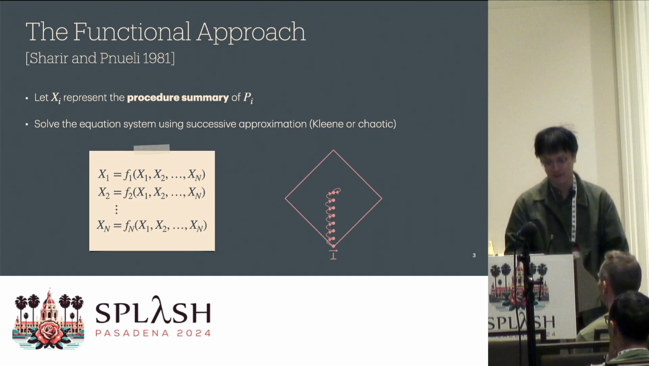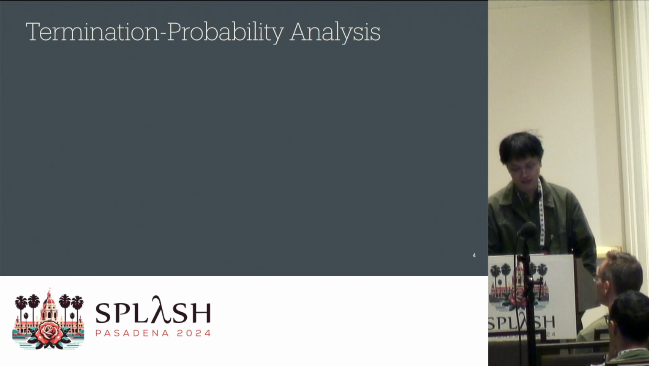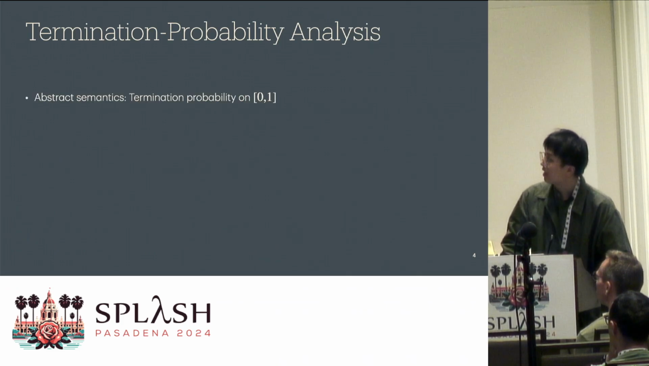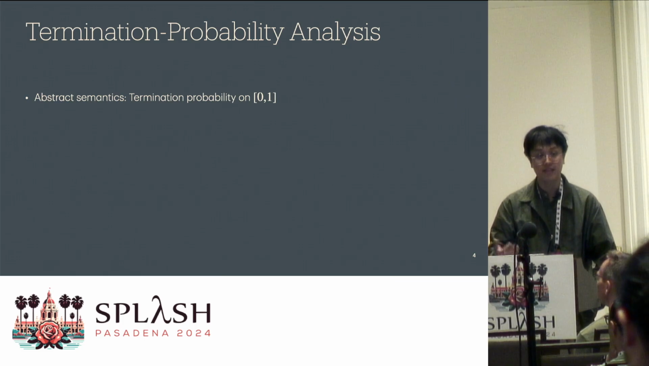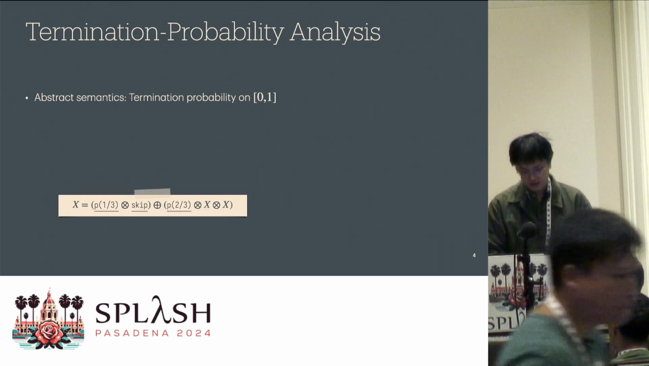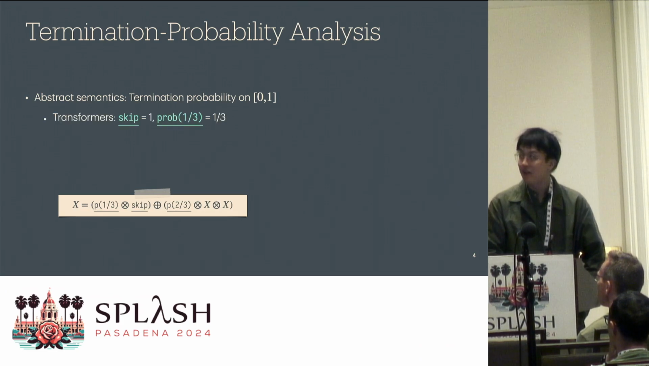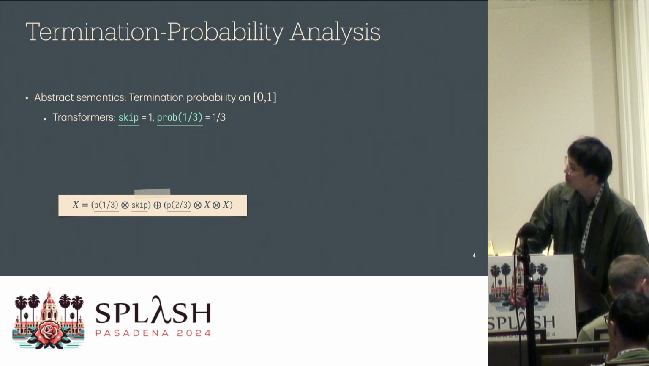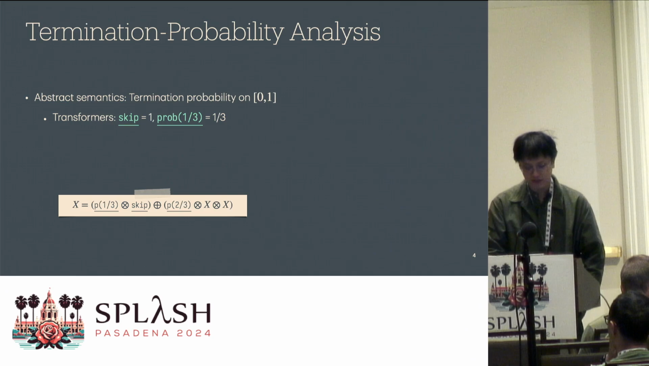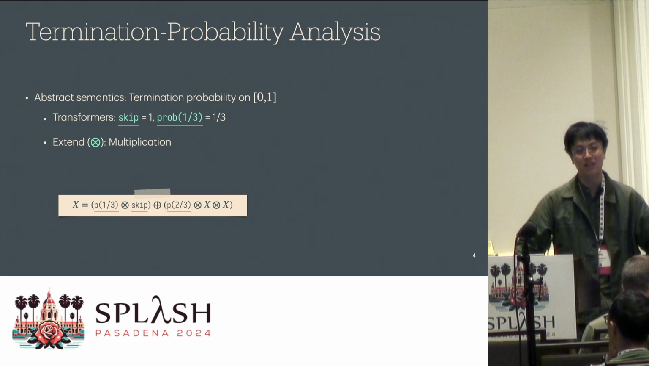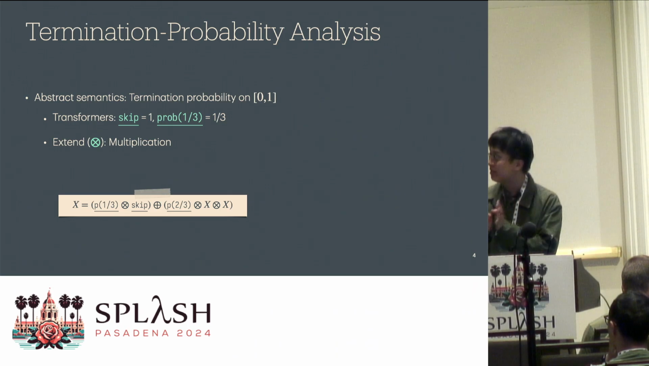In terms of the termination probability analysis, we can first interpret the equation using the abstract semantics for termination probabilities. Basically, it's the domain of real numbers from 0 to 1. For example, we can interpret the program action skip as probability 1 because the program skip always terminates, and the atom prob 1/3 as the probability 1/3. Then the algebraic operations, the extend or circle times, we reinterpret as multiplication because extend means the consecutive composition of two programs.